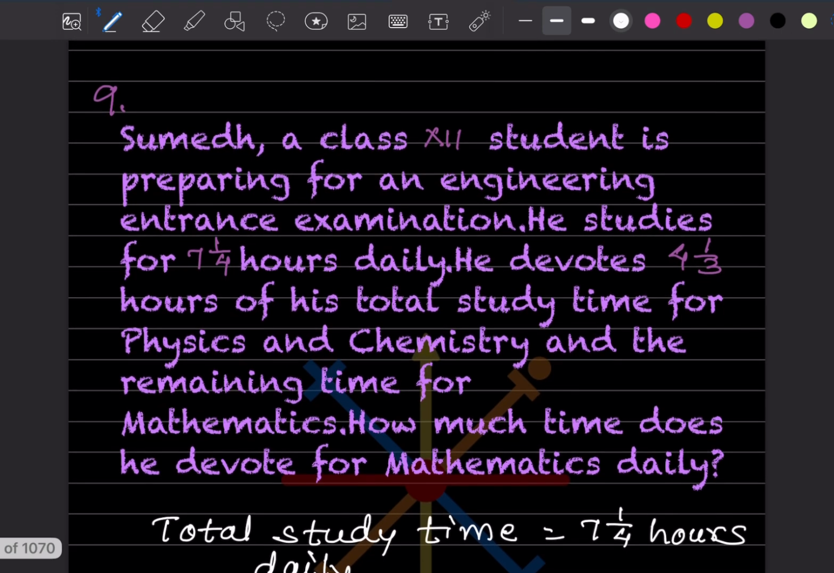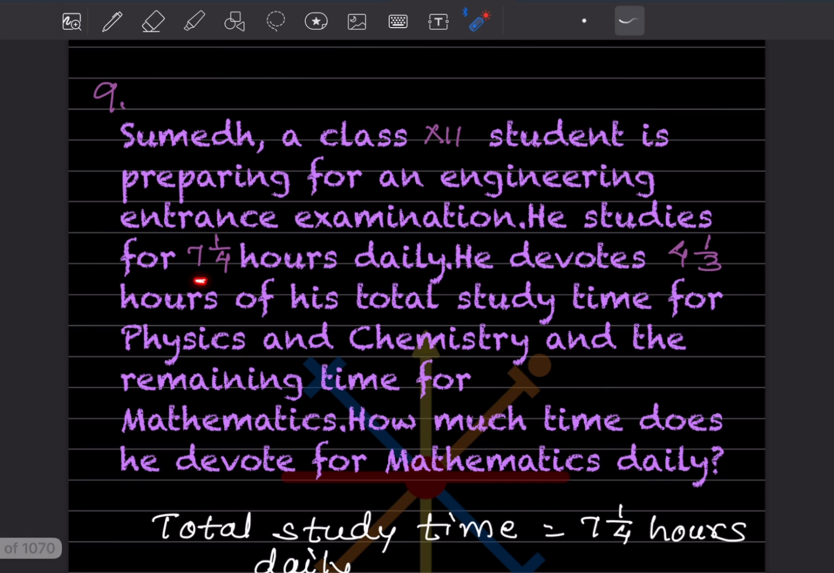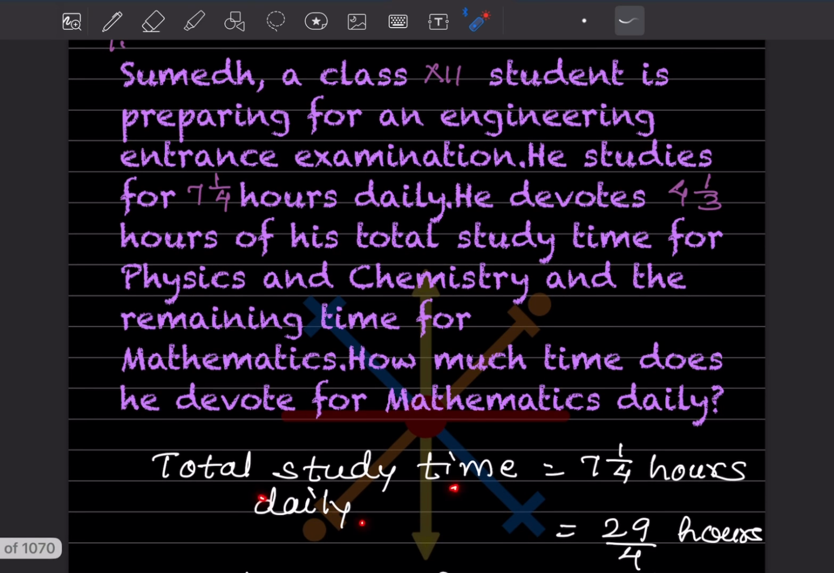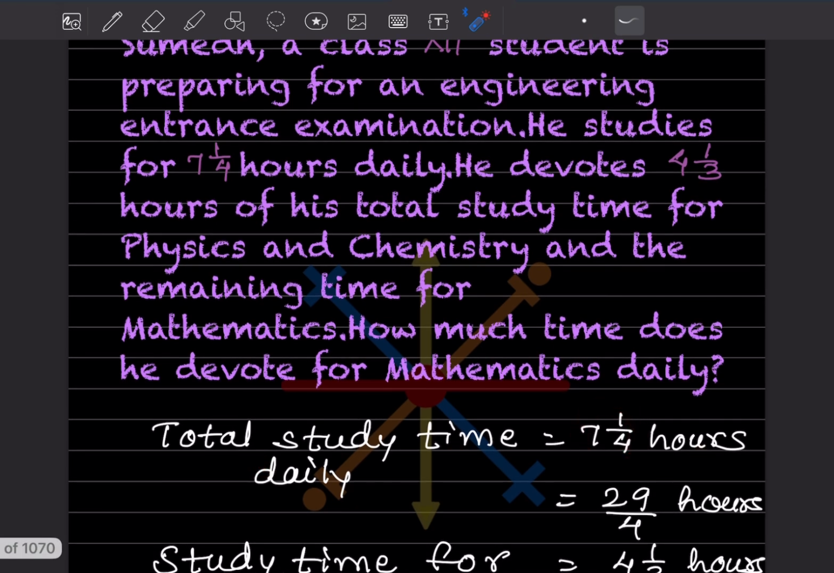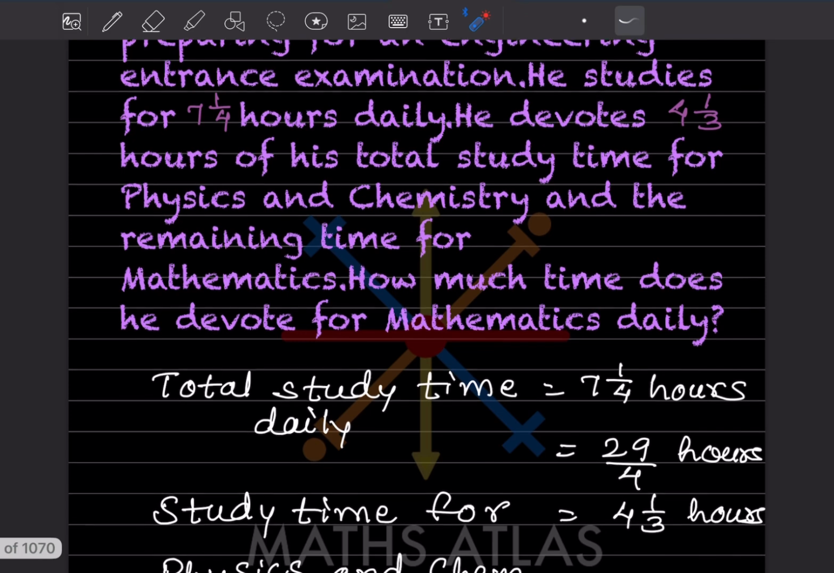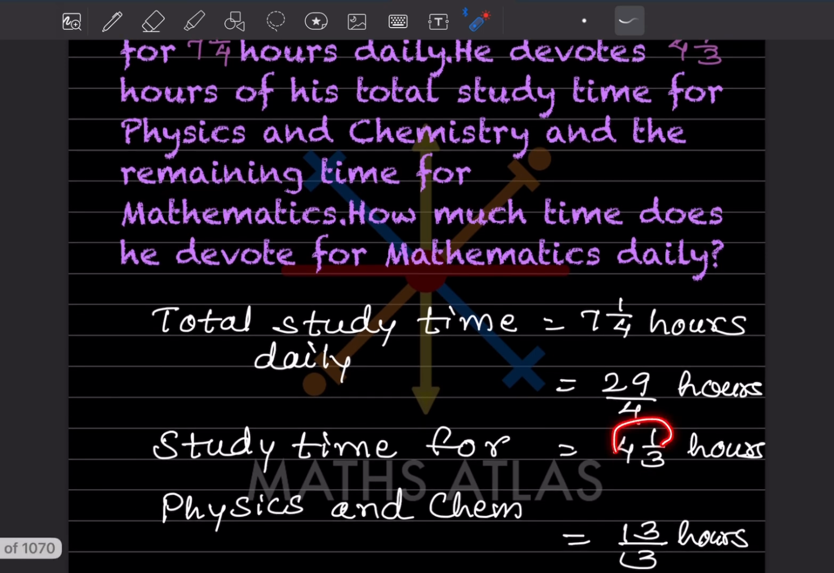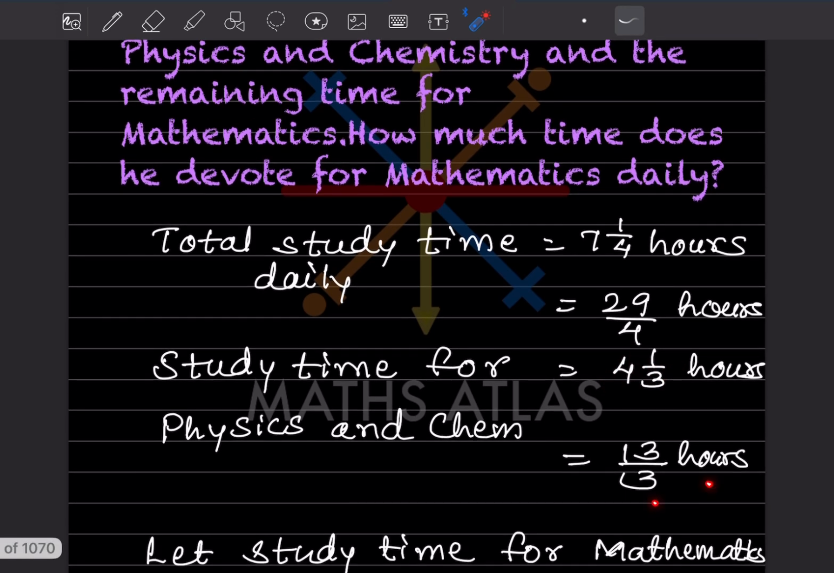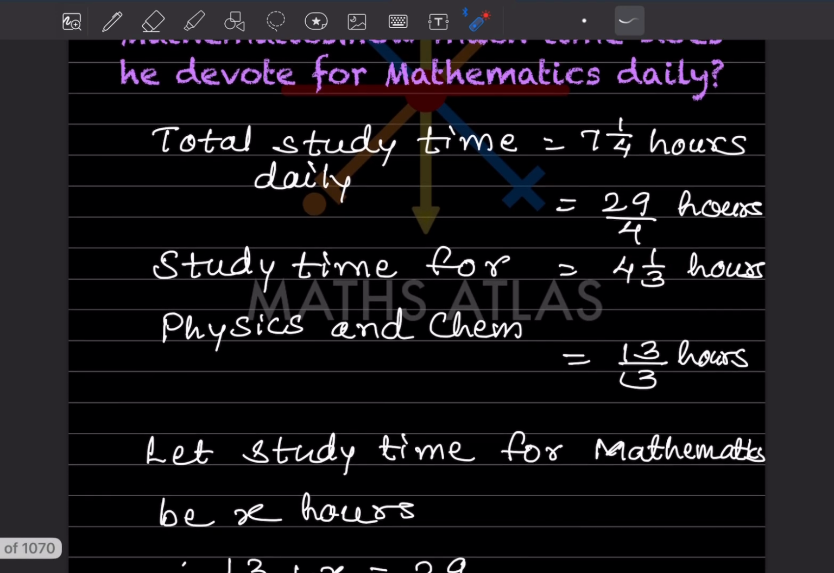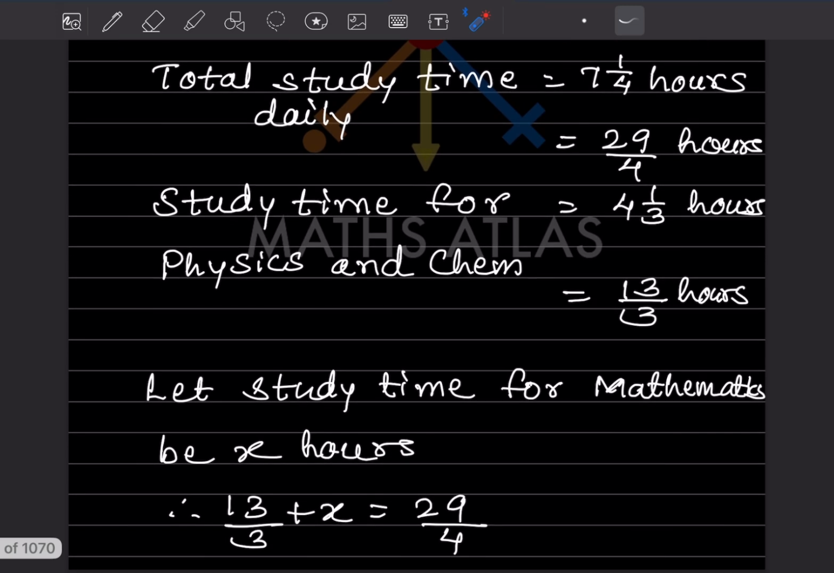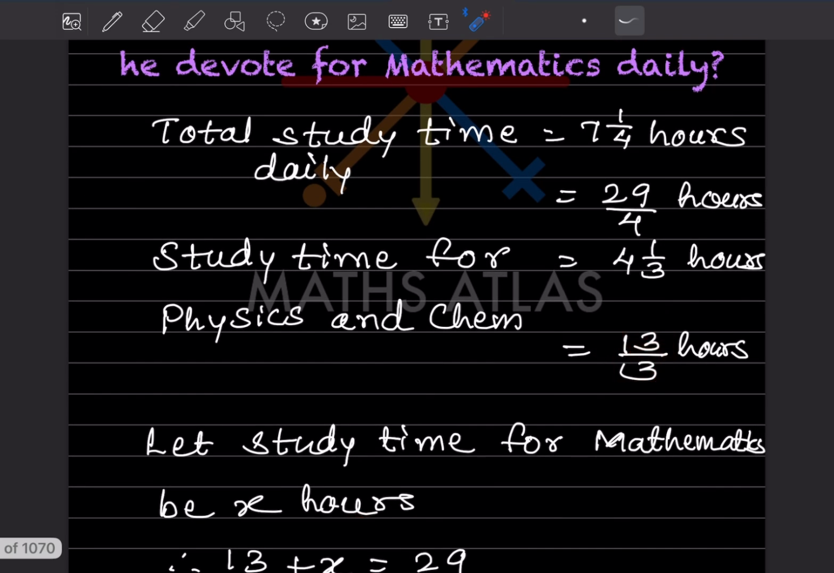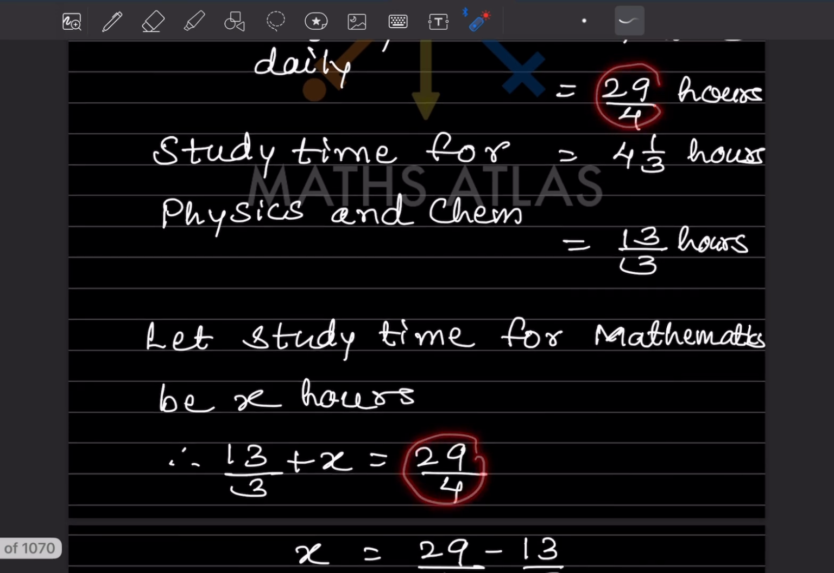So he studies for 7 integer 1 by 4 hours, which means total study time daily. This is again mixed, let us make it improper. So this will be 28 plus 1, 29 by 4 hours. And then study time for physics and chemistry together is 4 integer 1 by 3 hours. Again we have to make it improper. That is going to be 13 by 3 hours. So study time for mathematics, we can consider as x. So together, 13 by 3 plus x, because whatever the total is, we are going to put it here, is equal to 29 by 4.